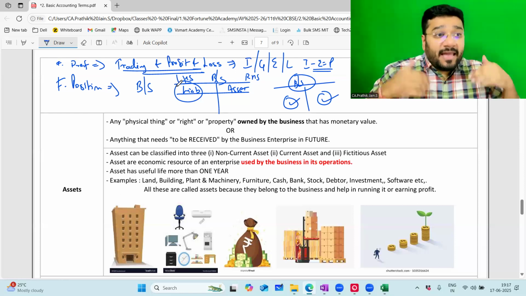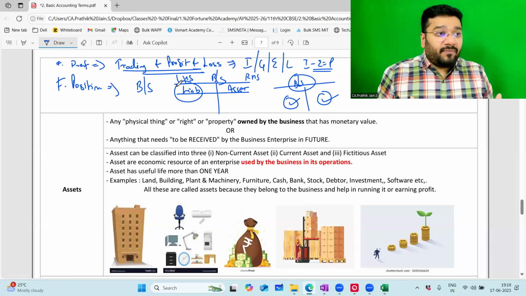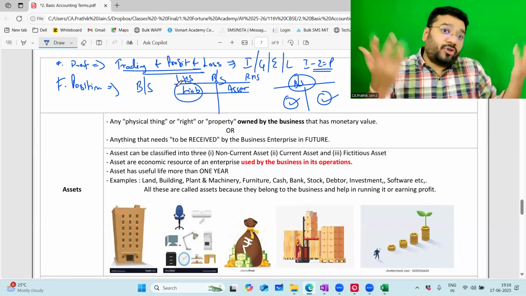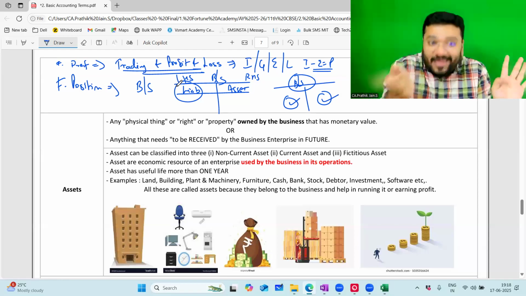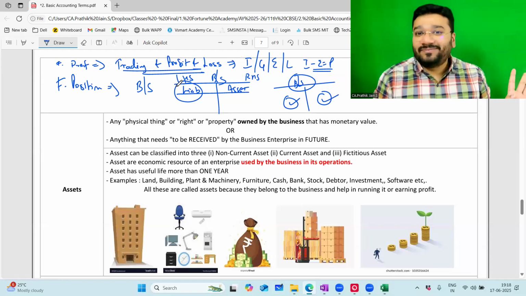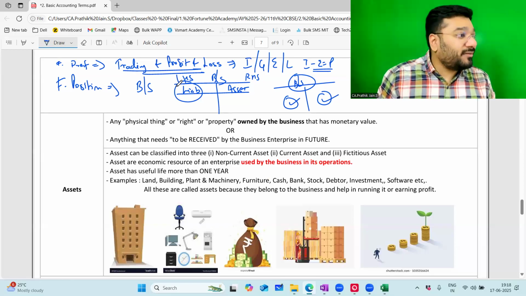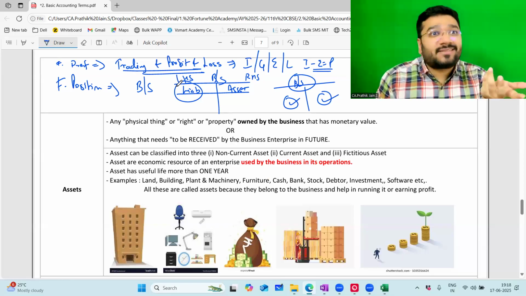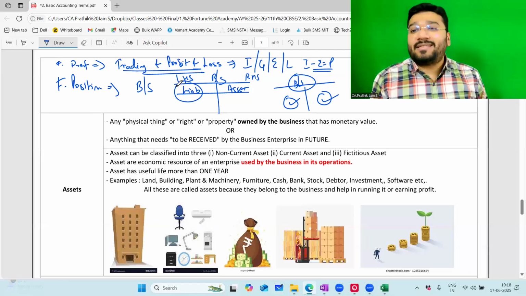What is asset? Anything that the business has to receive from someone in future. Anything, I said. I didn't say money only. Anything I receive in future. Anything is the word. It means I can receive money in future, I can receive something else also in future. Things. So anything that I receive in future is asset.